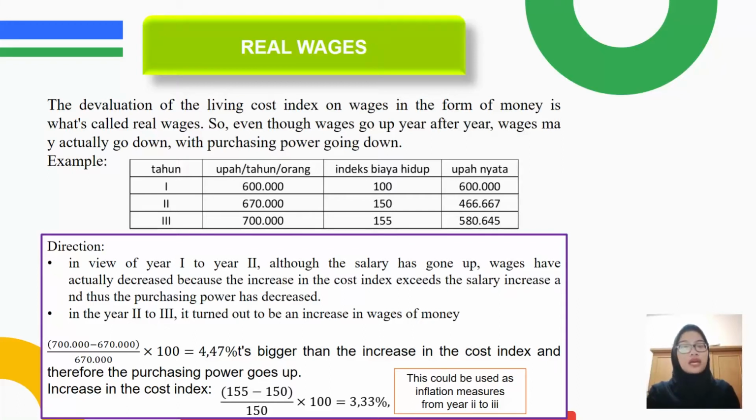Increase in the cost index, 155 minus 150 per 150 multiples by 100 equals 3.33%. This could be used as inflation measures from year 2.